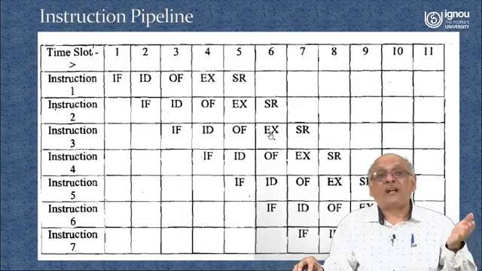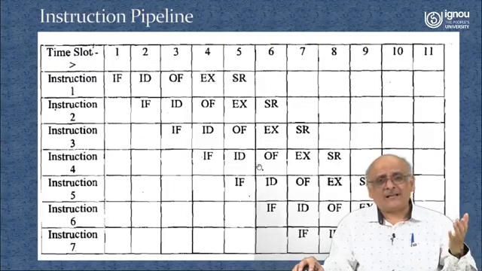So there is a branch penalty. Branch penalty is always going to be there when we are doing instruction pipeline. There are techniques of overcoming these branch penalties.